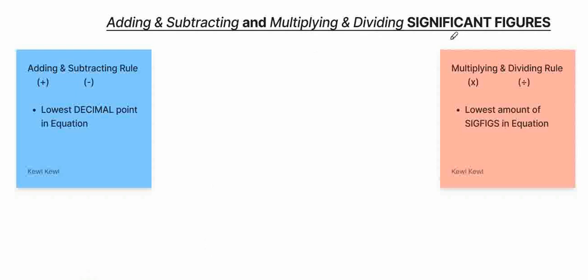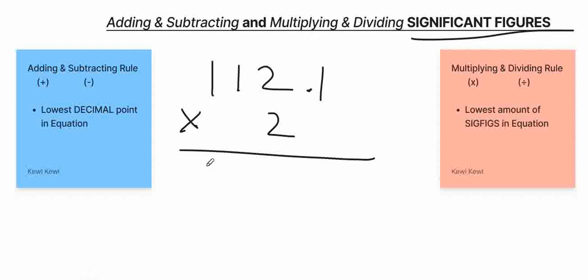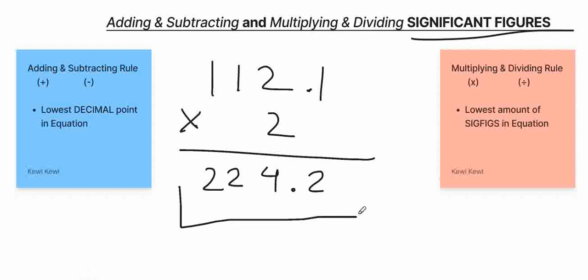Now, if we look at the multiplying and dividing rule, it states that we have to go to the lowest amount of sig figs in the equation. Sig figs is just an abbreviation of significant figures. And if you guys are unaware of what significant figures is, then I recommend that you go watch our previous video before coming back. So for example, if we get the number 112.1 times 2, then we would get 224.2.